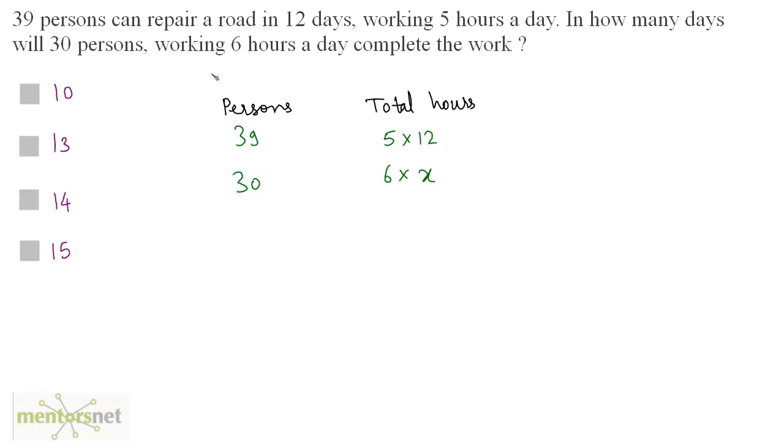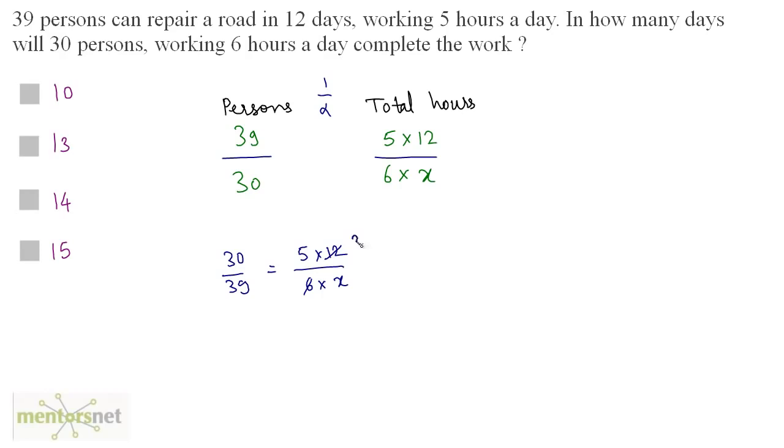So we have a proportion here which is an inverse proportion, because when you increase the number of persons, the total hours to complete the work decreases. So we have an inverse proportion. We can solve this. Let us invert this ratio. We can write 30 by 39, this ratio is as it is, so 5 times 12 by 6 times x.